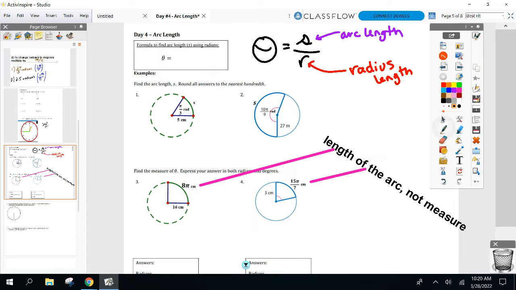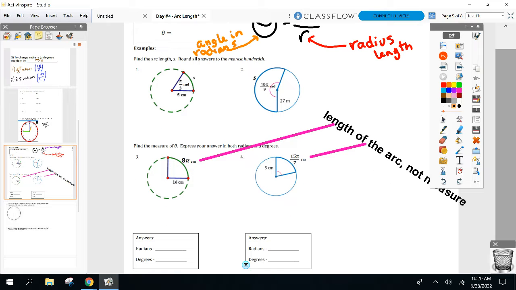And then you have theta. That's where your angle measure goes. But instead now, you don't put degrees there, you put radians. So that's the angle in radians. Angle in radians goes there. S is your arc length. Okay, so here we go.